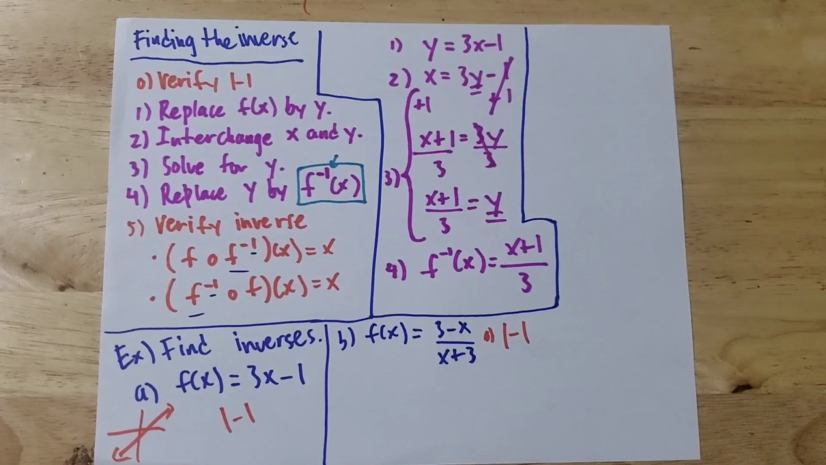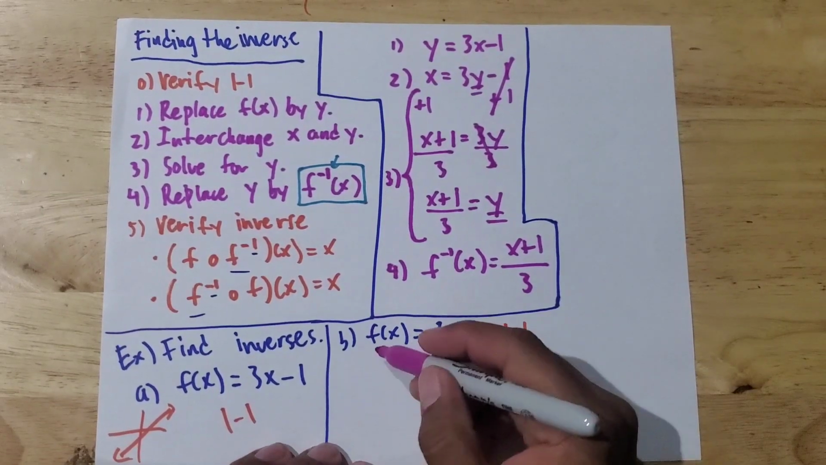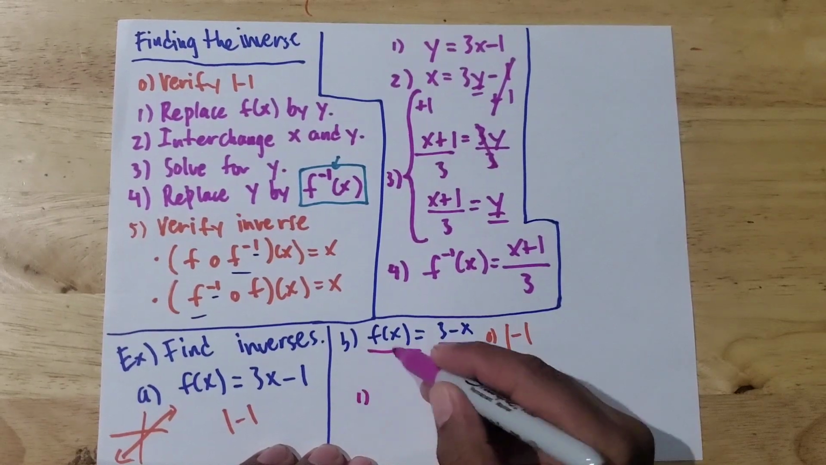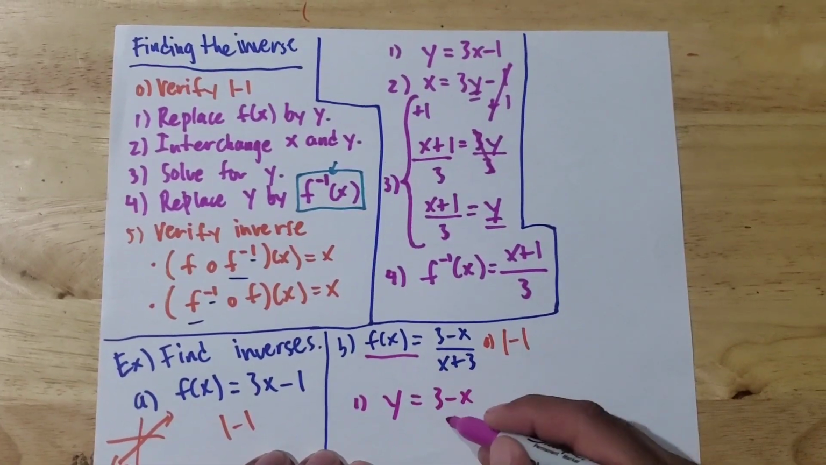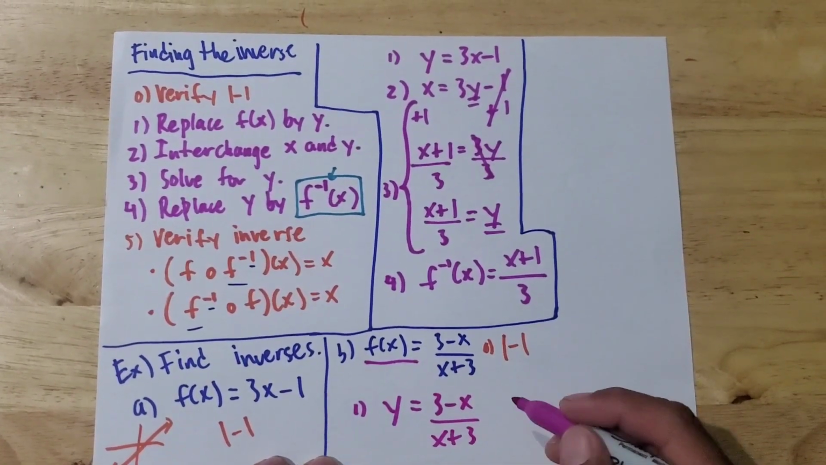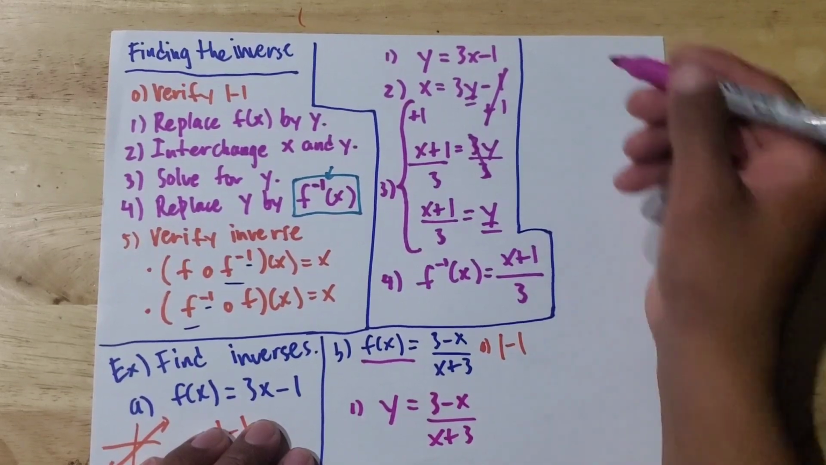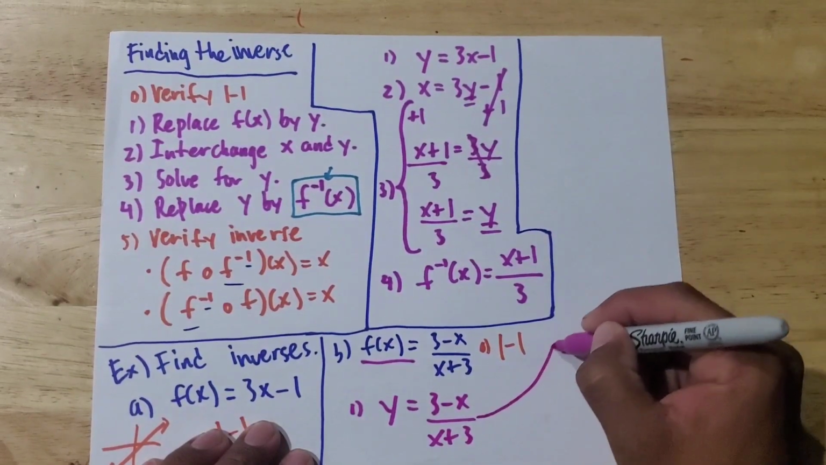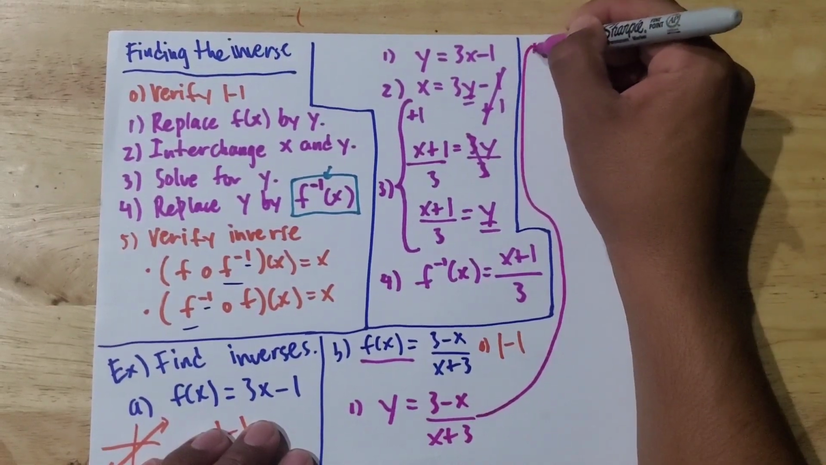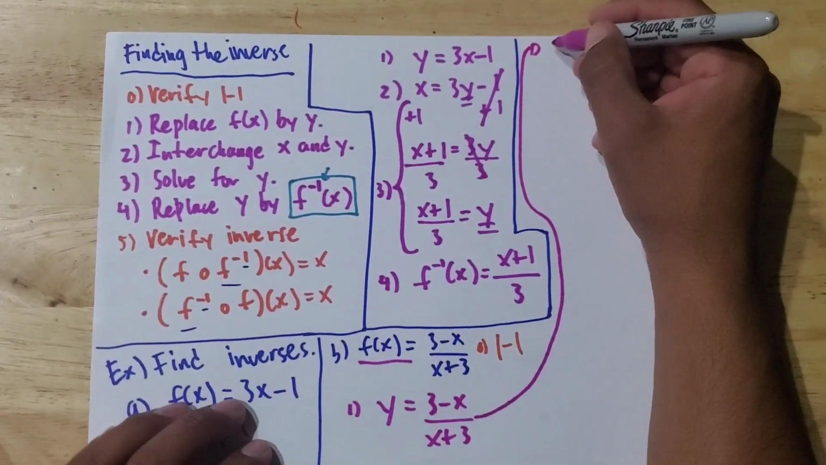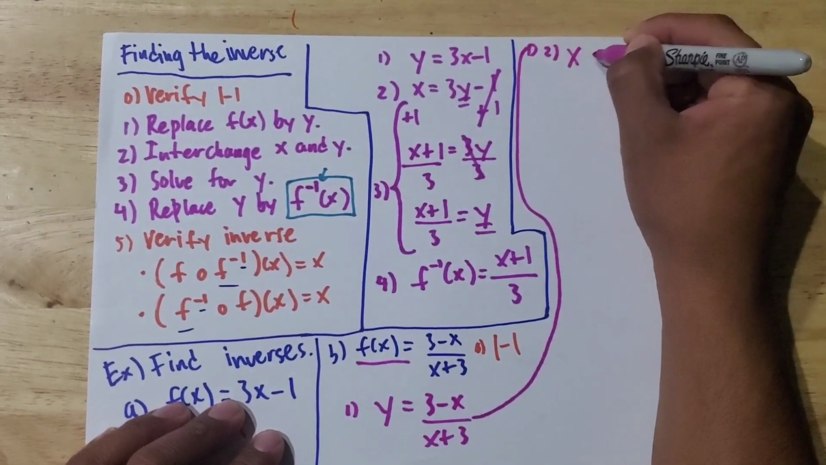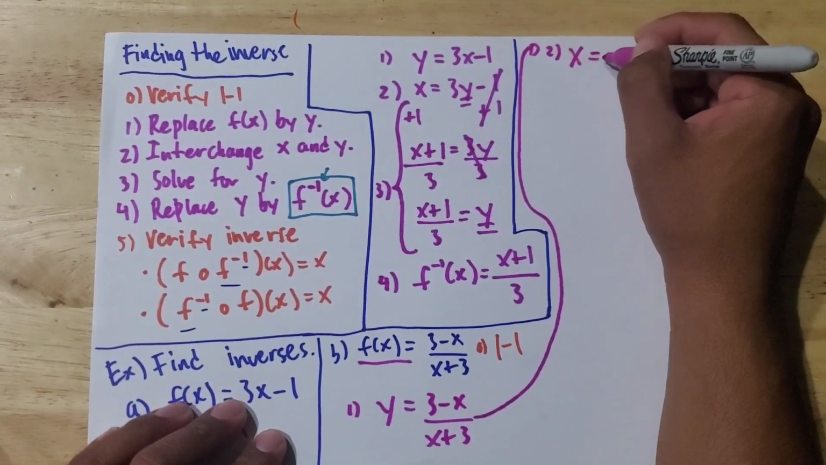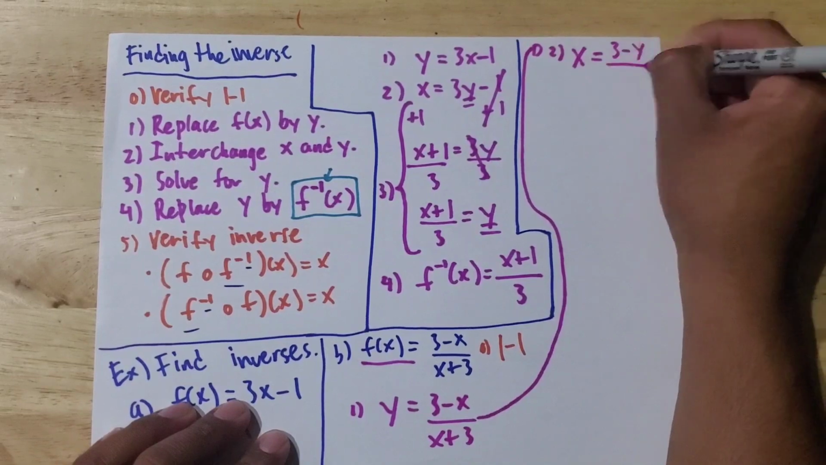So here we go. Let's verify this. First thing I'm going to do is replace that f of x with y. And I'm left with y equals 3 minus x over x plus 3. And then step 2. Step 2 is now everywhere I see a y, I'm going to replace it with an x. And everywhere I see an x, I'm going to replace it with a y.